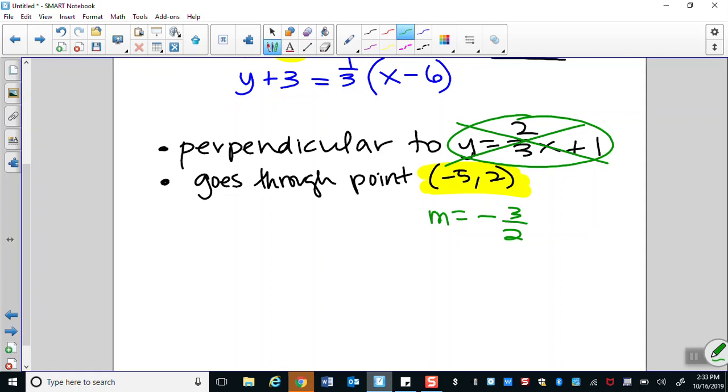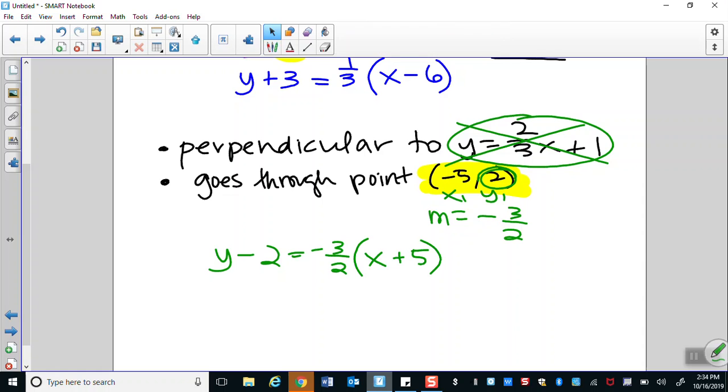Then we can write it into point-slope form. So y minus 2, and I'm getting that 2 from right here. Let me label this, x1 and y1, equals, and then we're pulling our slope. So -3/2, parentheses x, and we're doing minus -5. So it turns into +5.